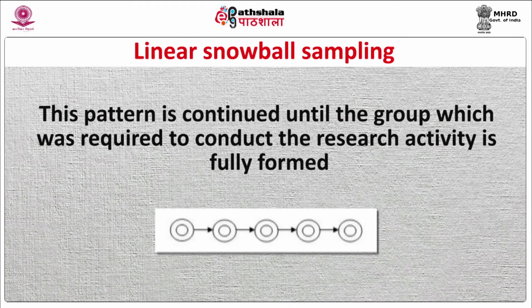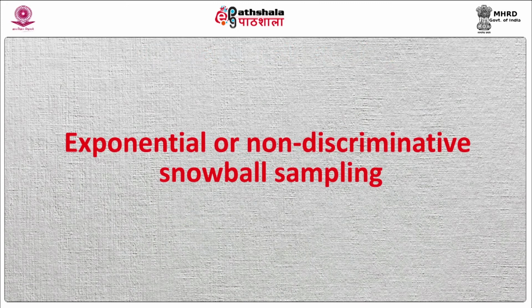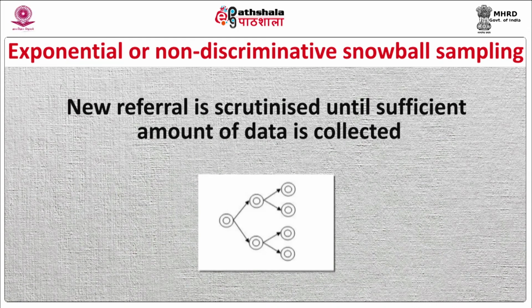This pattern is continued until the group which was required to conduct the research activity is fully formed. The second type of snowball sampling is exponential or non-discriminative snowball sampling. The starting point of an entry that is made a part of the sample group provides numerous referrals. Each new referral is scrutinized until a sufficient amount of data is collected.